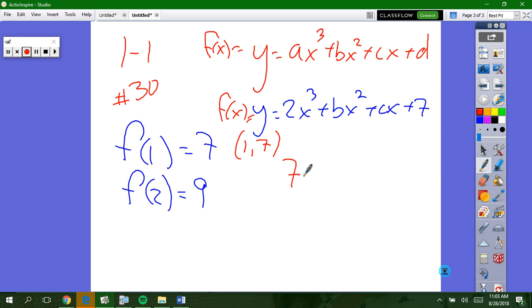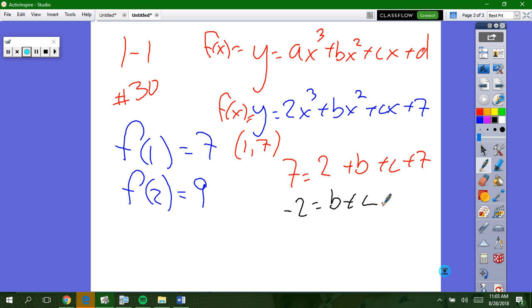So I have 7 equals 1 cubed, 1. 1 times 2 is 2. 1 squared, 1. 1 times b is b. 1 times c is c plus 7. You guys with me on that? Notice if I get everything to one side, if I subtract the 7 and subtract the 2, I get negative 2 equals b plus c. You guys agree with me there?